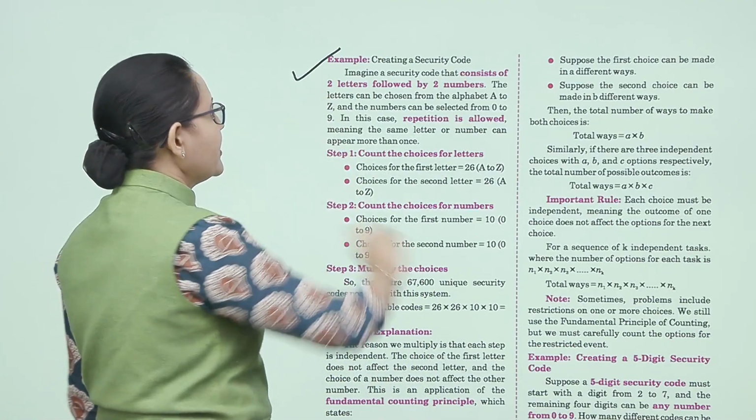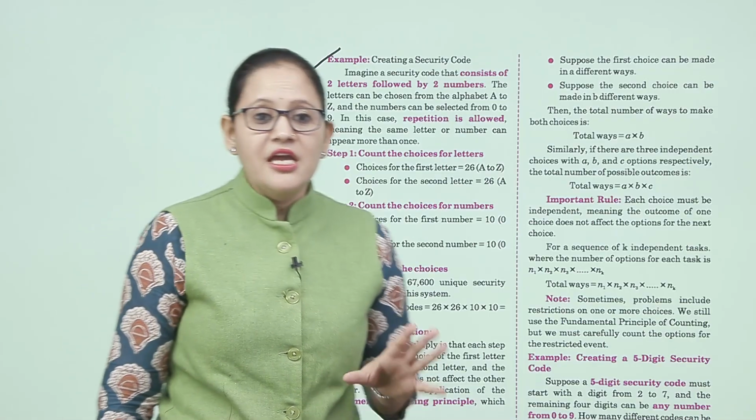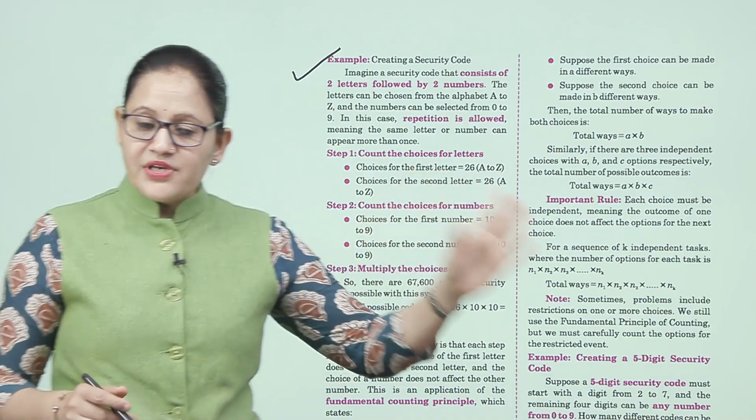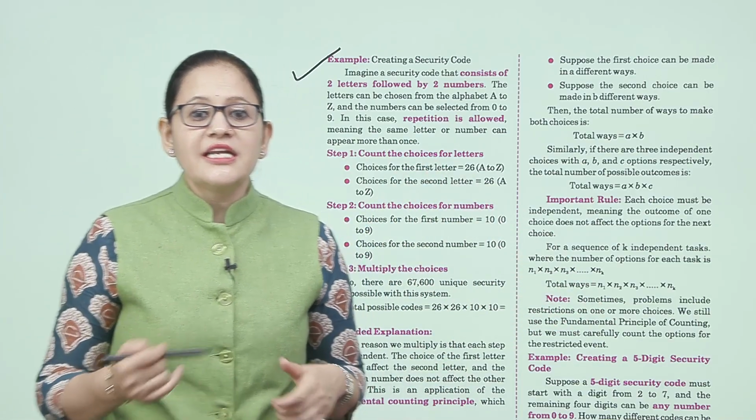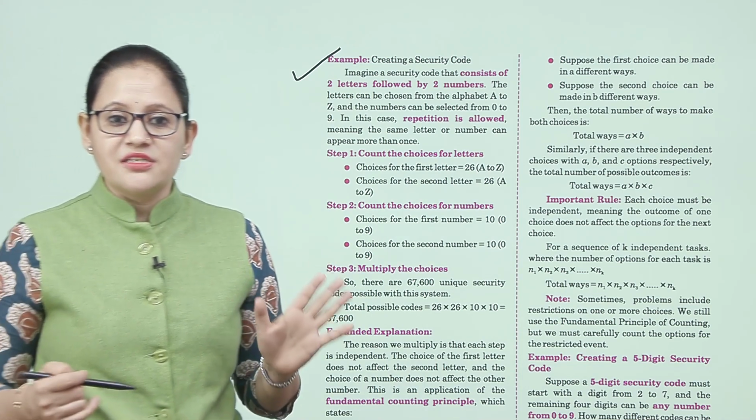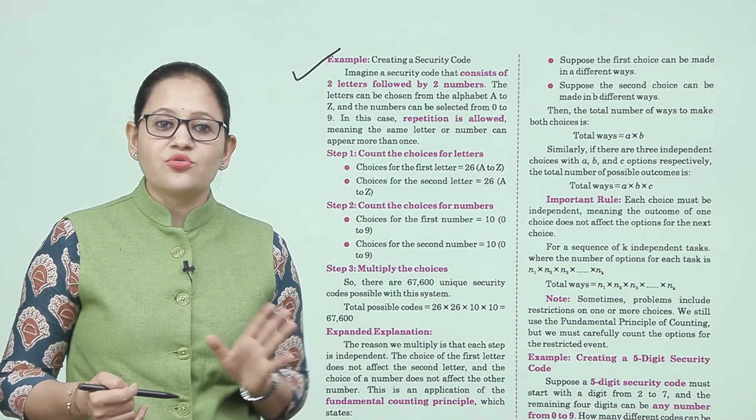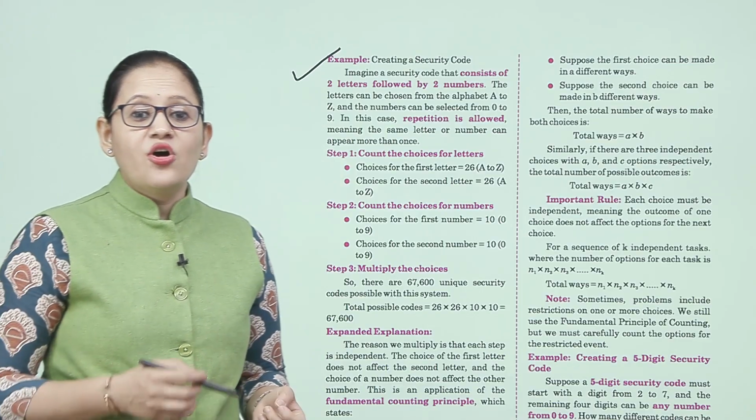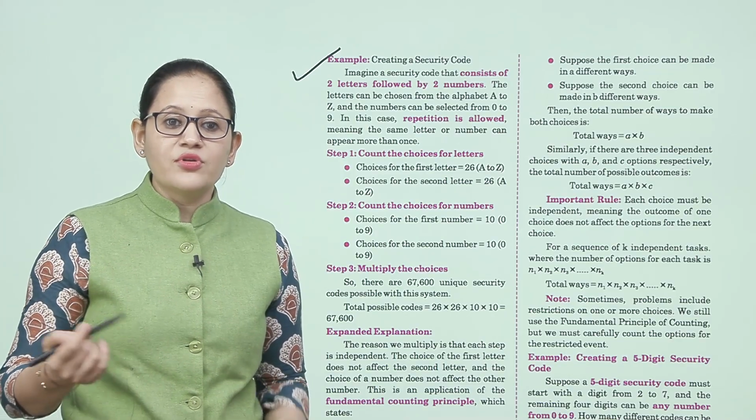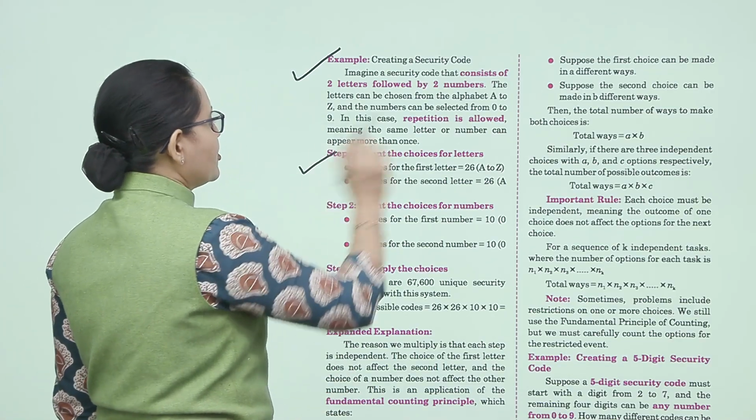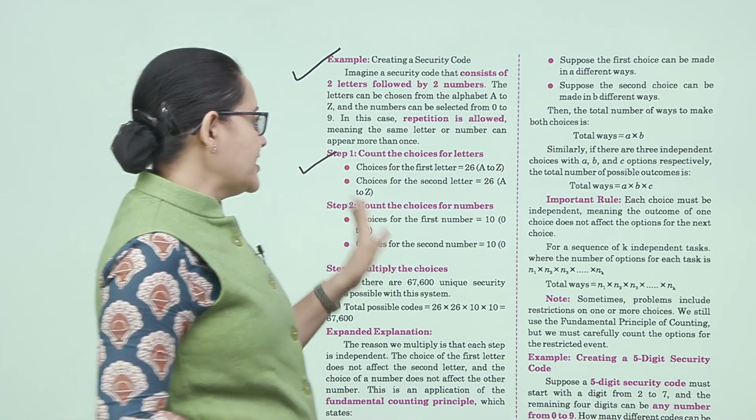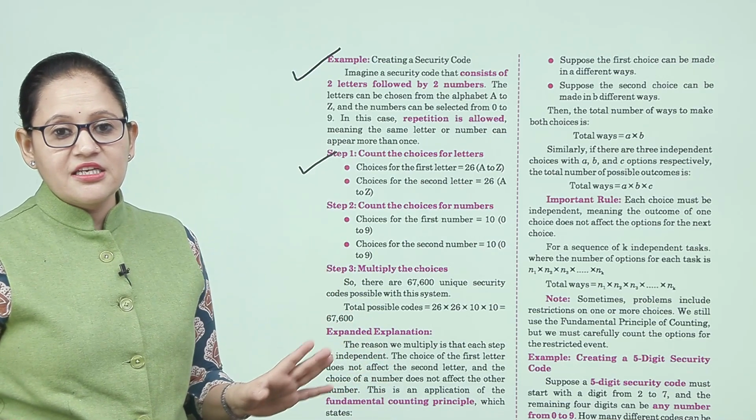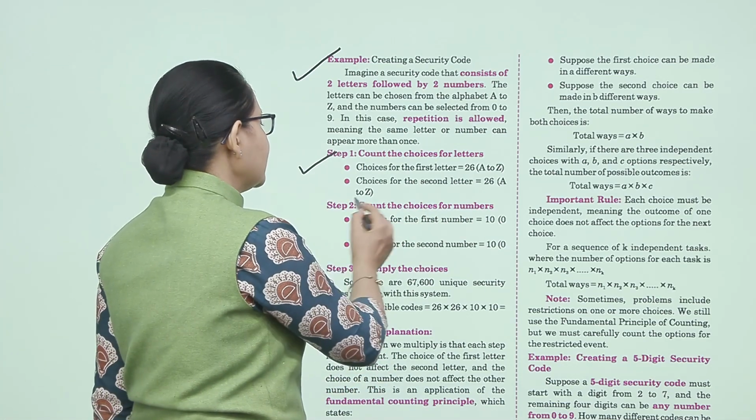Now we'll take an example here, creating a security code. Imagine a security code that consists of 2 letters followed by 2 numbers. First 2 letters and then 2 numbers. The letters can be chosen from the alphabet A to Z and the numbers can be selected from 0 to 9. In this case, repetition is allowed, meaning the same letter or number can appear more than once. So what are the steps? Count the choices of letters. Choices of first letter A to Z, there are 26 letters, and choices of second letter are again 26, A to Z.